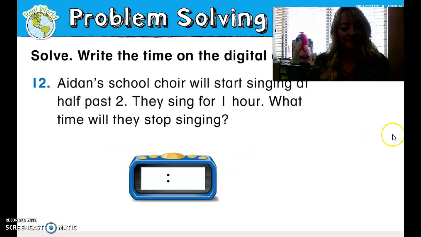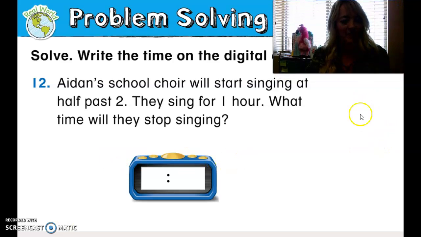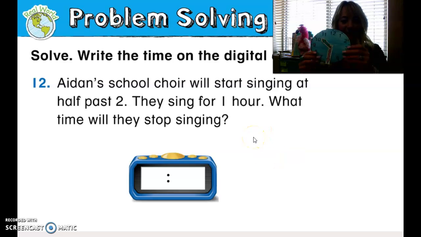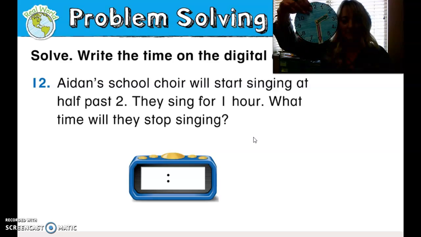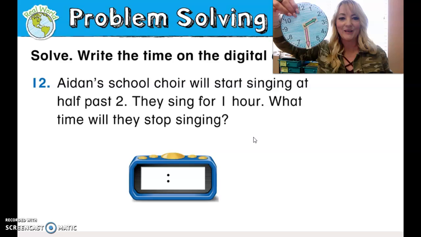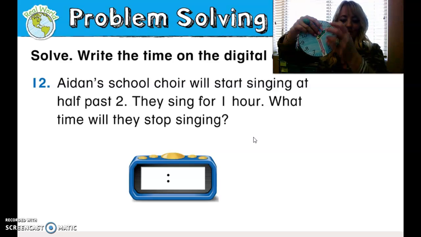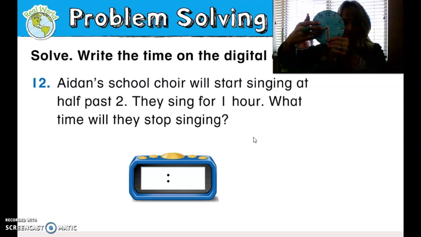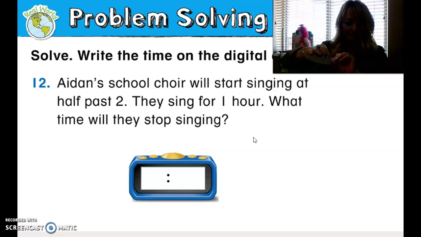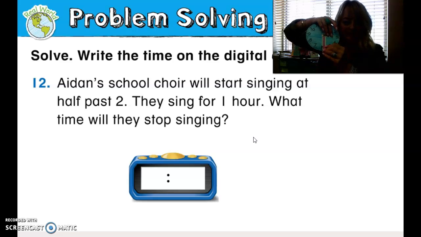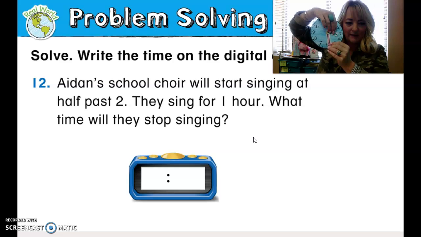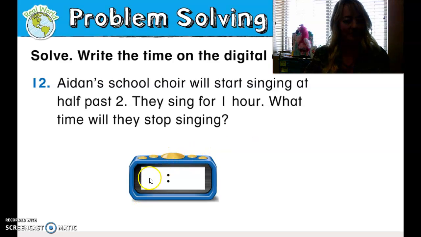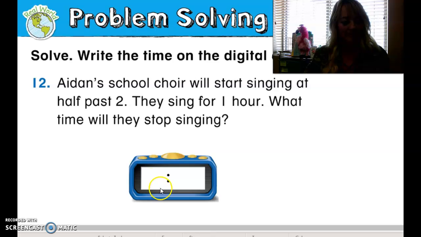Okay, now, Aiden, we have a boy in first grade spelled just that way. Aiden's school choir will start singing at 2:30. So let's show that on our clock, 2:30. Hour hand between the 2 and the 3, minute hand pointing straight down. They will sing for an hour. So we know the minute hand will go all the way around for an hour, and then the hour hand, they start at 2:30, so now it's 3:30. So they will stop singing at 3:30.